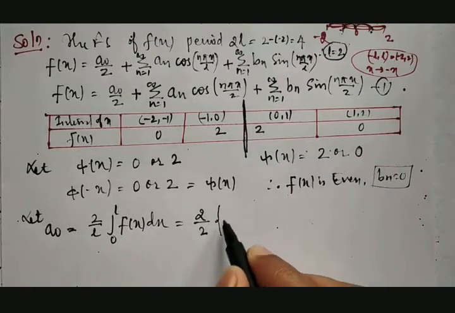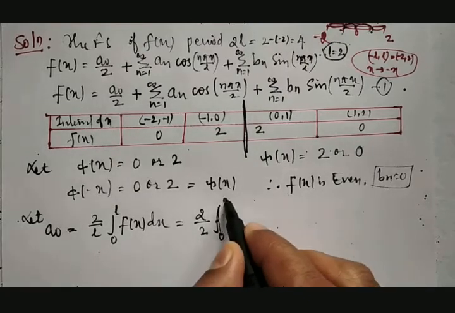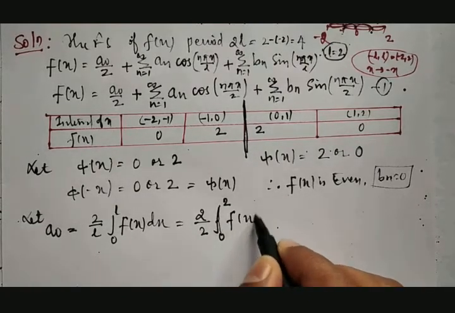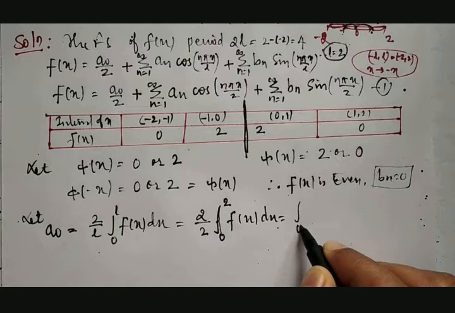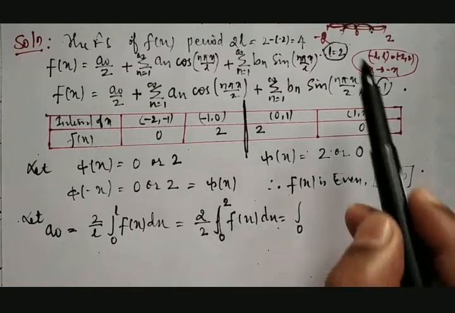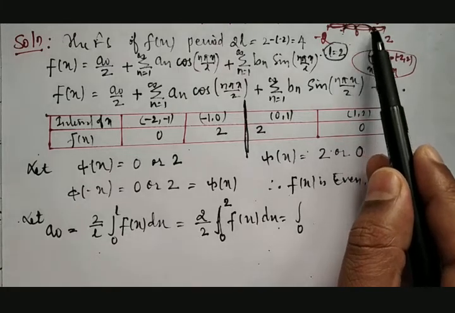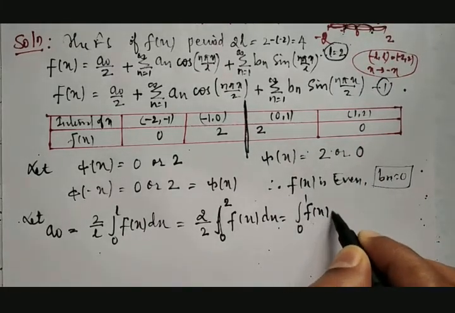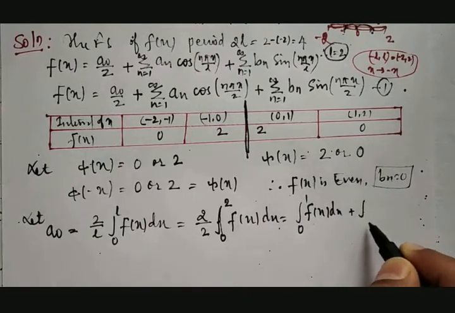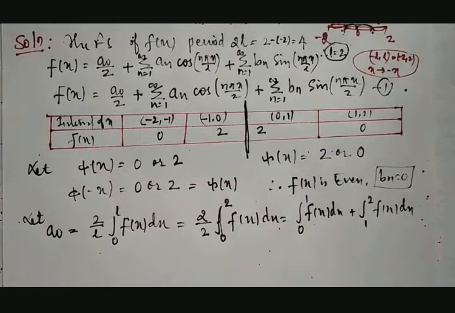Integration between 0 to L, that is 0 to 2, into f of x dx. The 2 divided by 2 cancels, giving 1. So this splits into 0 to 2, and 0 to 2 splits into 0 to 1 and 1 to 2. So it is integration 0 to 1 of f of x dx plus integration 1 to 2 of f of x dx.